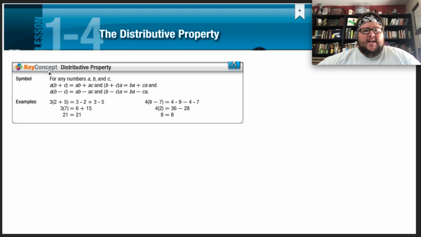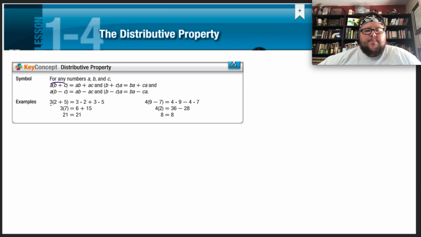But what it is, for any numbers A, B, and C, if A is times the quantity, the summation B plus C, we can distribute that A to B and then A to C. So it's equal to AB plus AC, and vice versa. Same thing with subtraction, so it works for addition or subtraction.